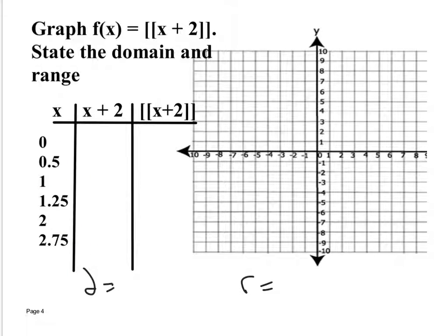So let's go with 0. If x is 0, what's x plus 2? 2. So what would be the greatest integer of 2? 2.